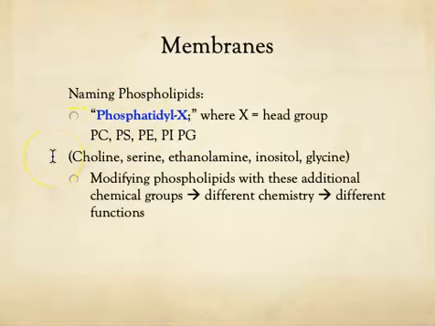So some of the most common varieties of phospholipids are listed here: phosphatidylcholine, phosphatidylserine, phosphatidylethanolamine, phosphatidylinositol, phosphatidylglycerol. When we modify a phospholipid to have these additional groups attached to the head of the phospholipid, we give that phospholipid slightly different chemistry. And anytime you alter the chemistry of a molecule, you're going to change its function.